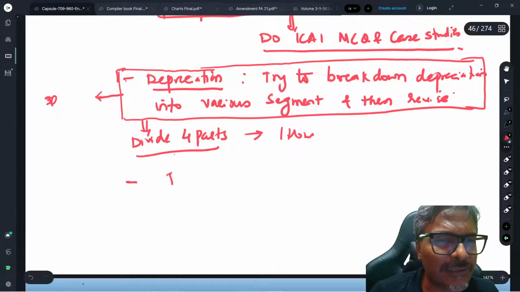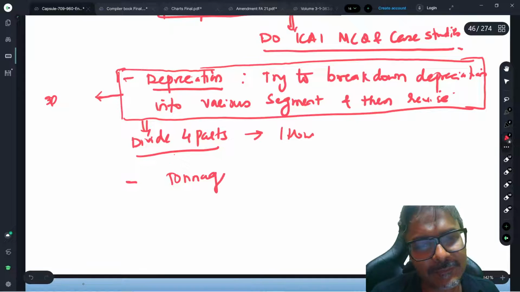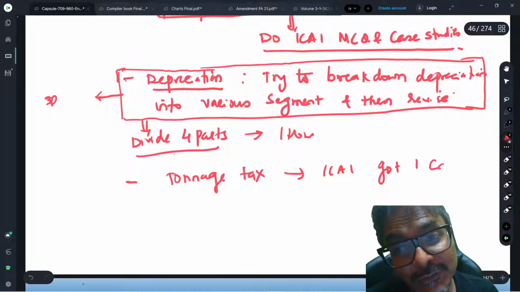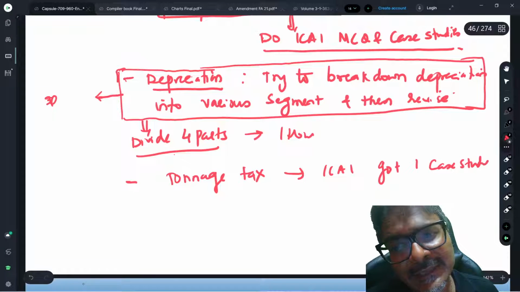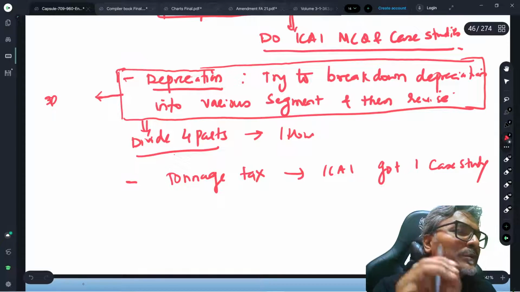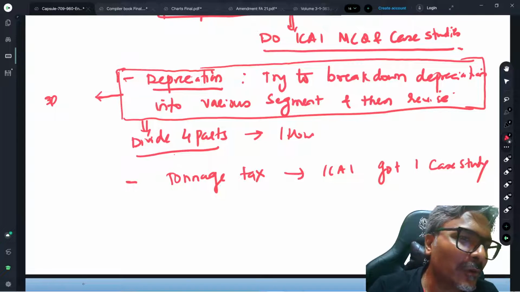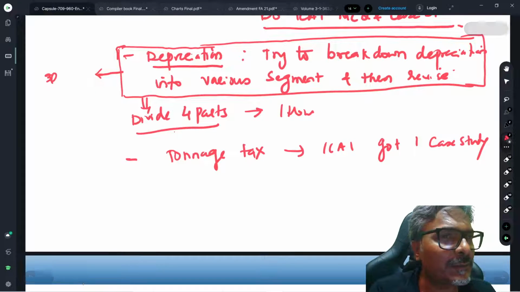And the last one, students, is the tonnage tax. Tonnage tax also, ICI has got one case study. Do only that tonnage tax scheme. That is a beautiful case study and most expected for November 22. Is that clear to all of you? This is for the PGBP.